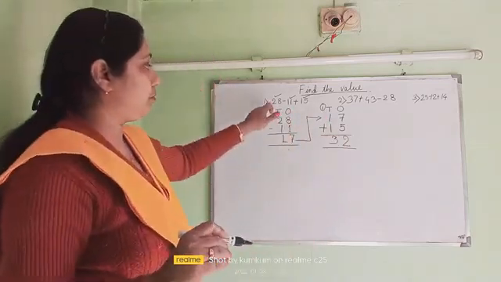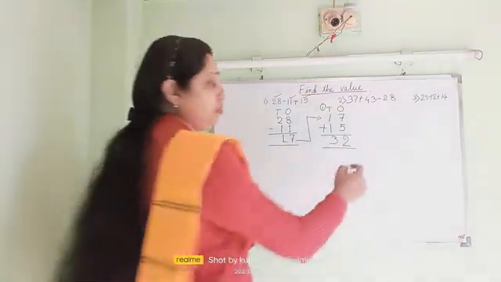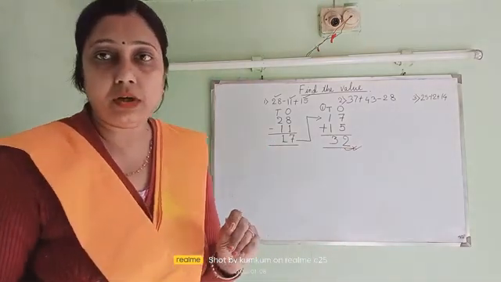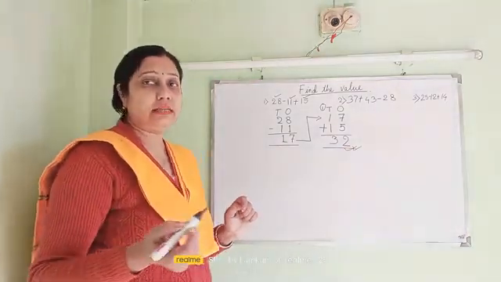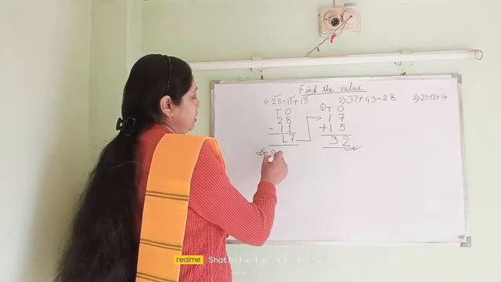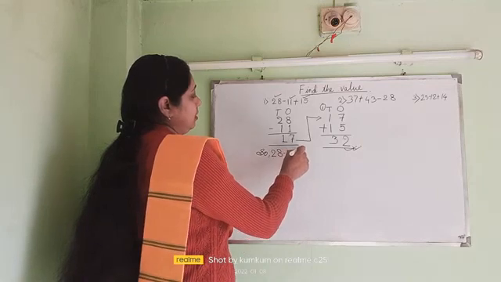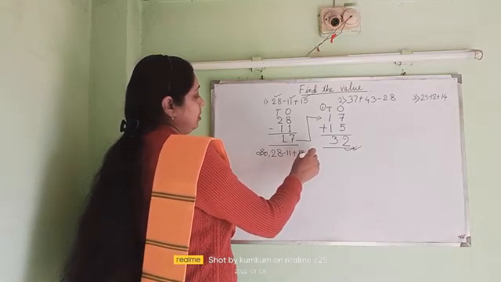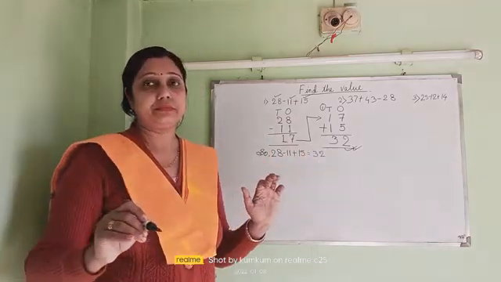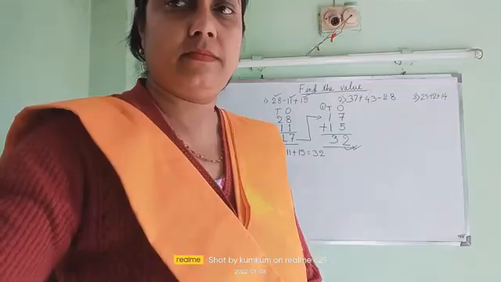So see, 3 numbers we have taken and the answer came. The last one is your answer. 32 will become your answer. So how will we write it? We are going to write below: 28 minus 11 plus 15 equal to 32.